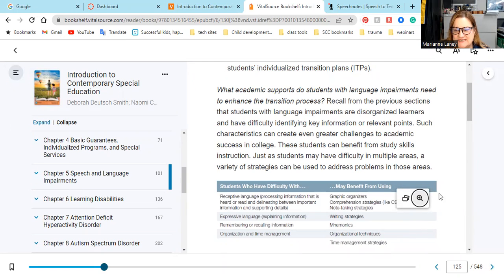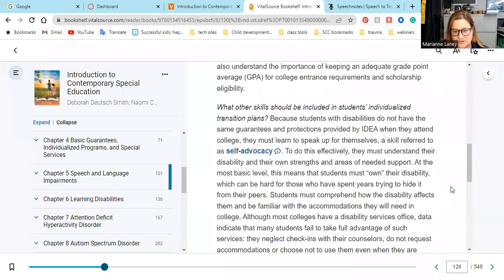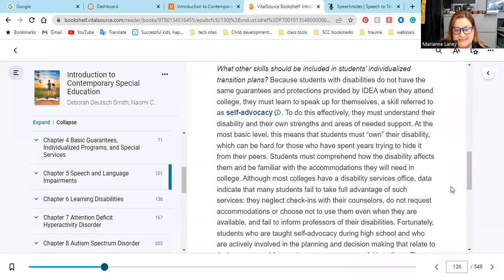Again, there are a lot of different tips and techniques that you can use with students, but it really just depends on what they need at the time. Full alternative text. Always, as kids get older, we should talk about self-advocacy.